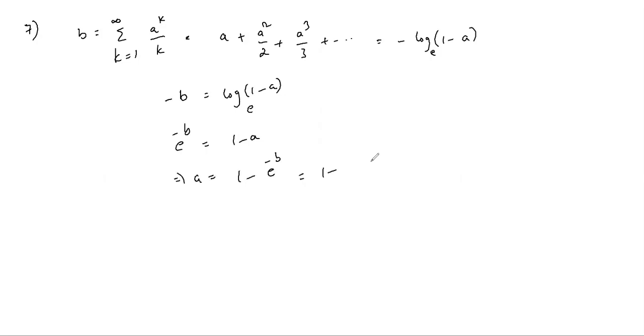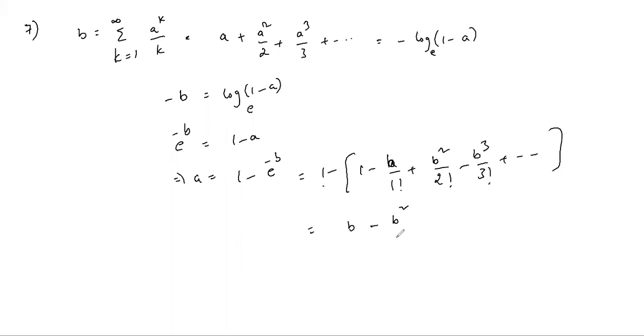In the last class I gave the e power x expansion. 1 minus x by 1 factorial, where x means here b, plus b square by 2 factorial minus b cube by 3 factorial plus and so on. 1 minus 1 will cancel, and the signs change: b minus b square by 2 factorial plus b cube by 3 factorial and so on.